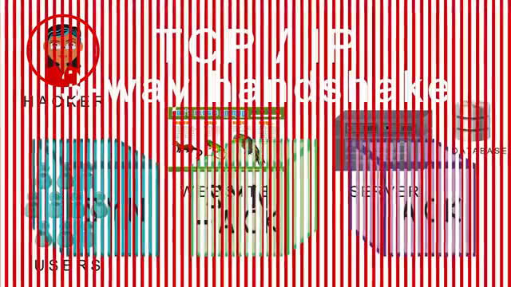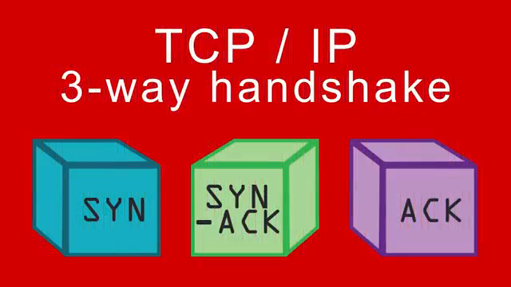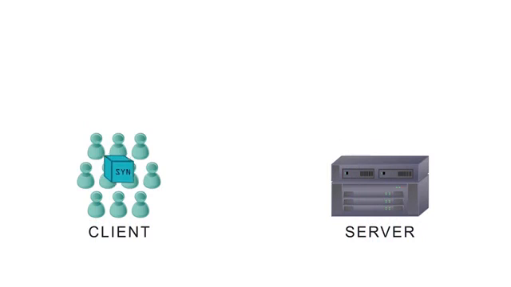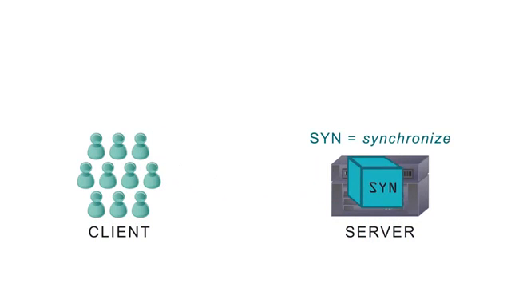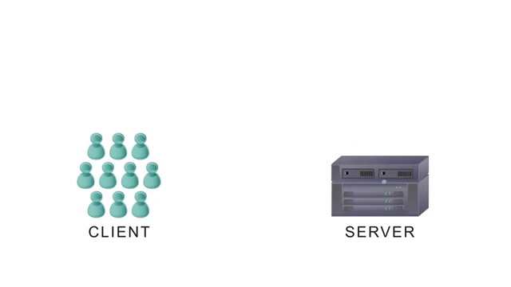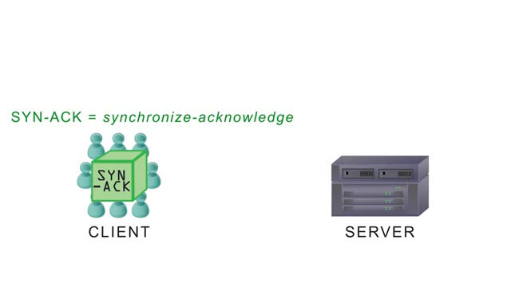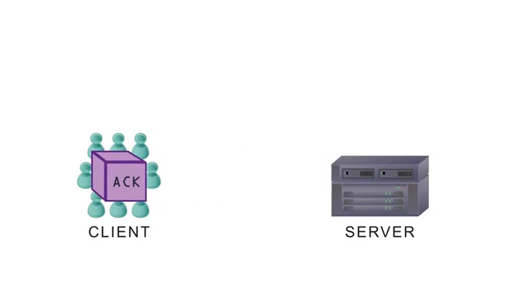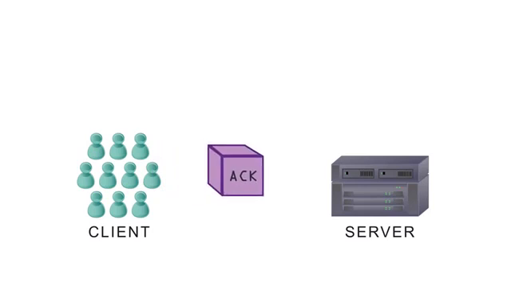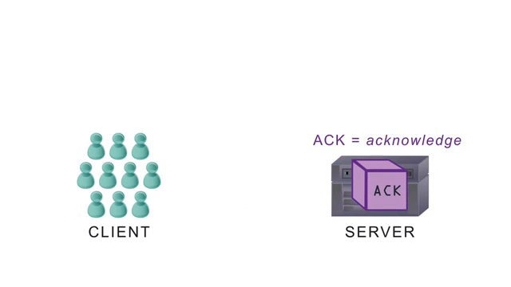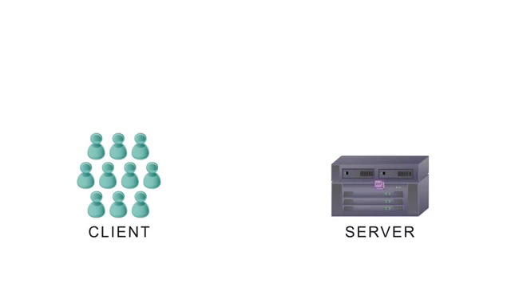Another early trick involved exploiting the TCP/IP three-way handshake. Here's how the handshake works. The client sends a SYN packet to the server, indicating its intention to synchronize or start a conversation. The server returns a SYN-ACK packet acknowledging the SYN request. The client then sends an ACK packet acknowledging the SYN-ACK and waits for further communications.